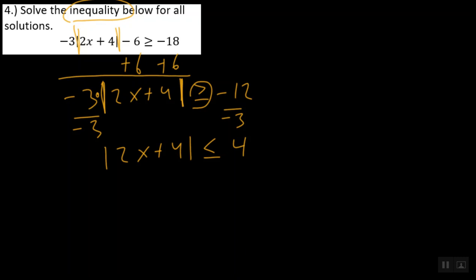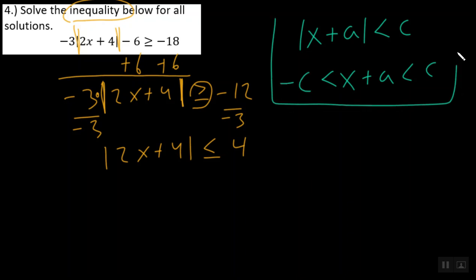Okay, so this is where it gets different. This is where I want to give y'all another rule. Whenever you have something like the absolute value of x plus a is less than some constant c, all you do is you copy the x plus a is less than c, and then on the left hand side you put another less than symbol and you put a negative c. This is going to be the rule for whenever we have a less than, and you are going to have to memorize this.